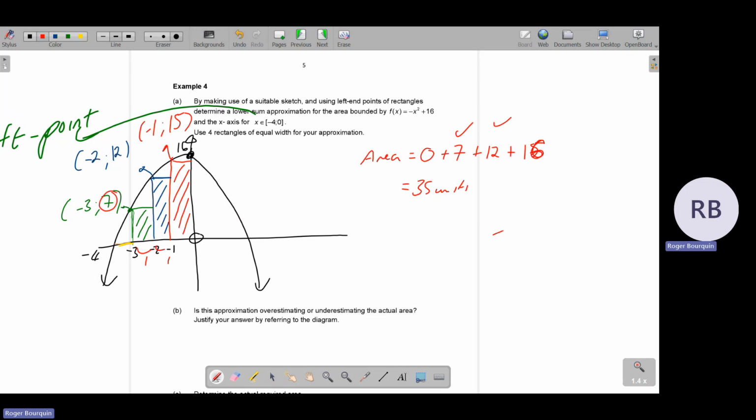Yeah, it's 15. Yeah, that height is 15, which is 34, right? Okay, what do you think? Overestimation, underestimation? Well, under is there in yellow. There's yellow, under. Definitely under.